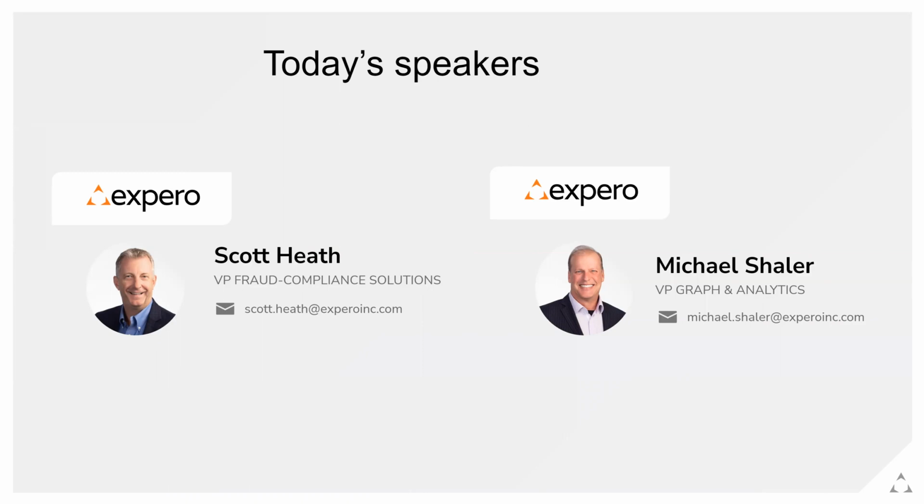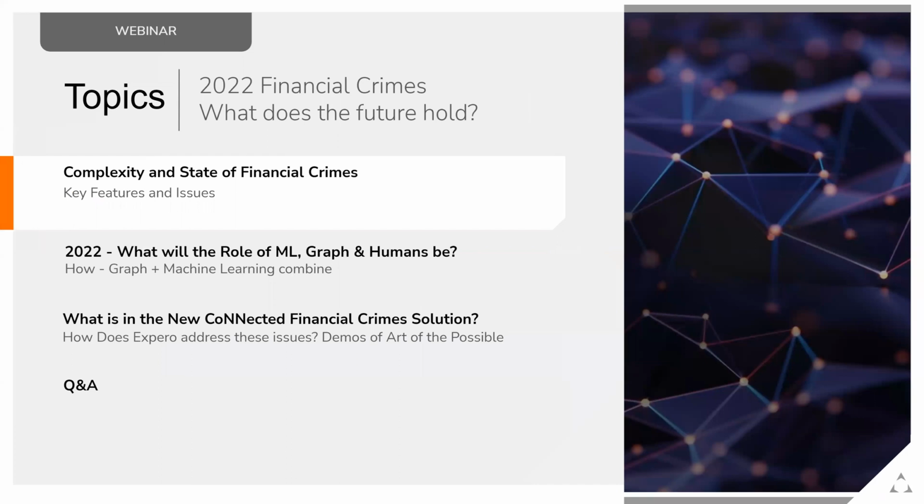Thank you, Laura. This is Michael Shaler. I'm here to talk about the complexity and state of financial crimes. Scott then will be talking about what the role of machine learning, graph analytics, and humans in the loop will be. And then we'll talk about what is the new connected financial crime solution. And then we'll address some questions at the end. And we're really excited to have you here because we think that this is highly relevant and could have a huge impact on your organization.